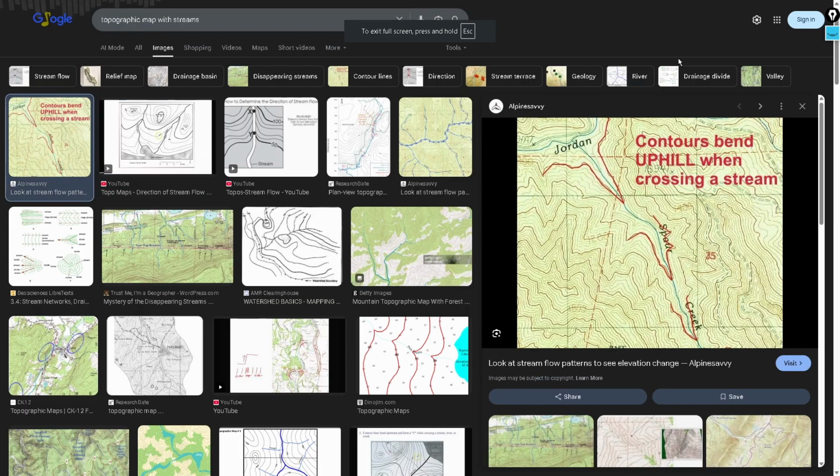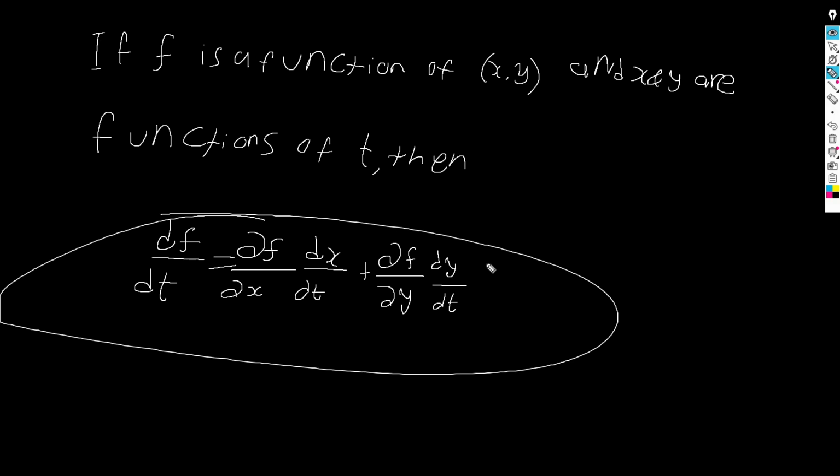To explain this, we need to start off with directional derivatives in the plane. We'll be using a lot of the chain rule in this video, which if you don't know, you should know. It just says that f is a function of x and y, and x and y are functions of t. Then df/dt is this. It's really easy to memorize because it's really symmetric.